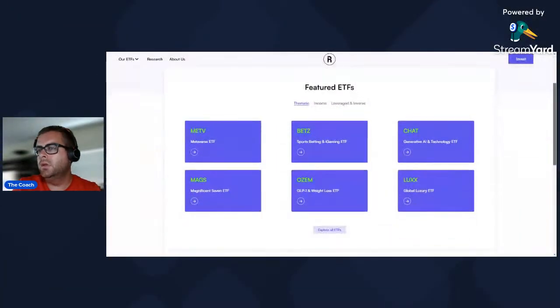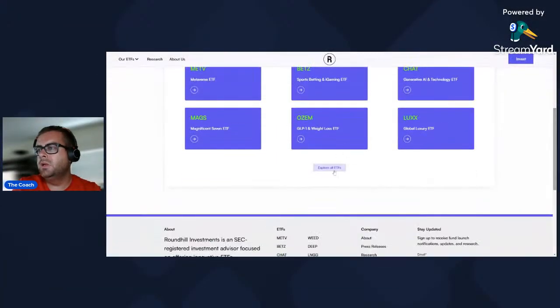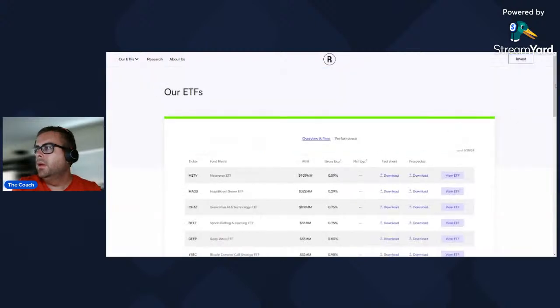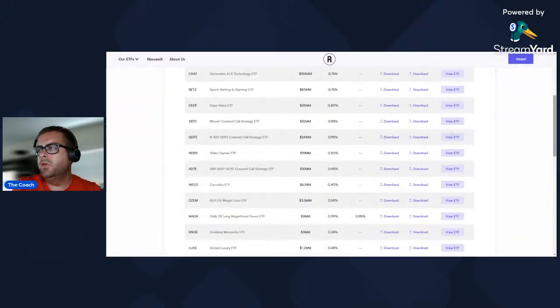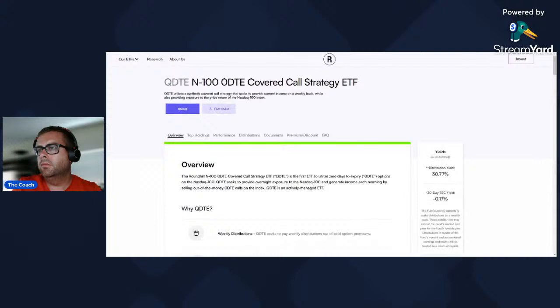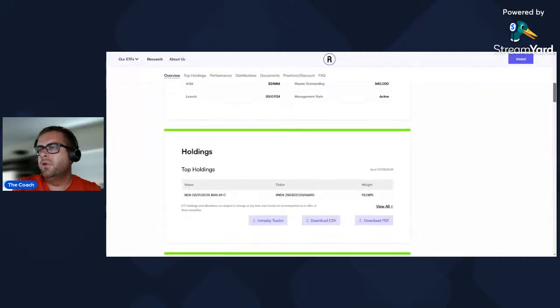Here we go. Actually, I can just go to the website. Let's just do that, make it easier. Give them some clicks on their website. Okay, so QDTE, let's check this one first.